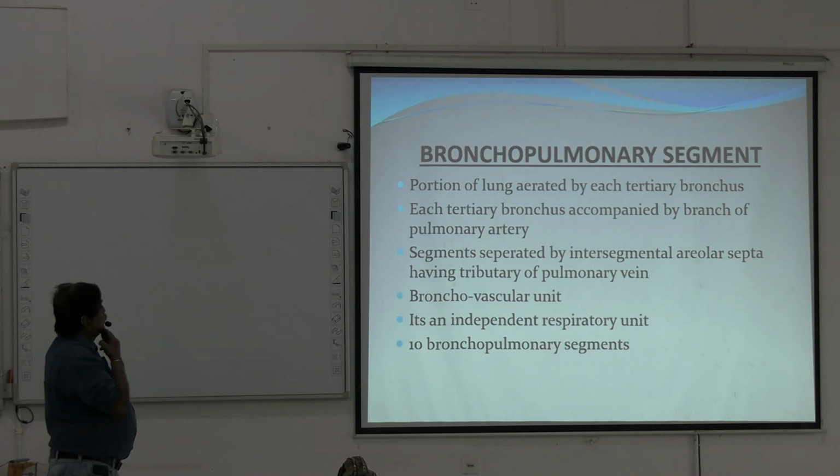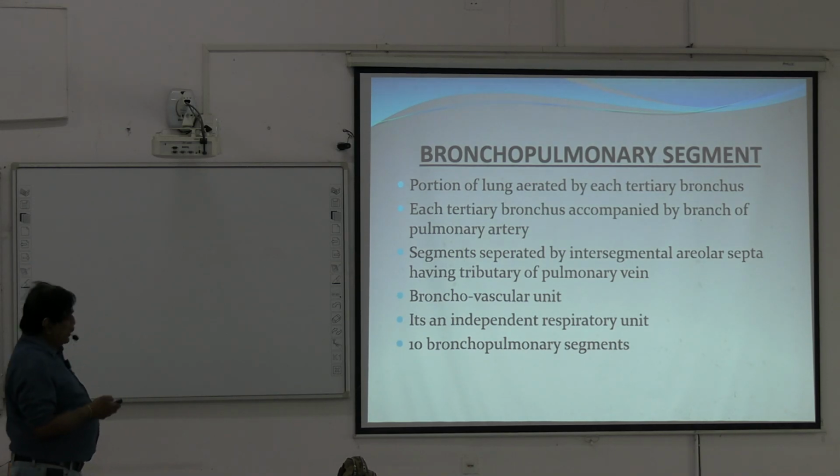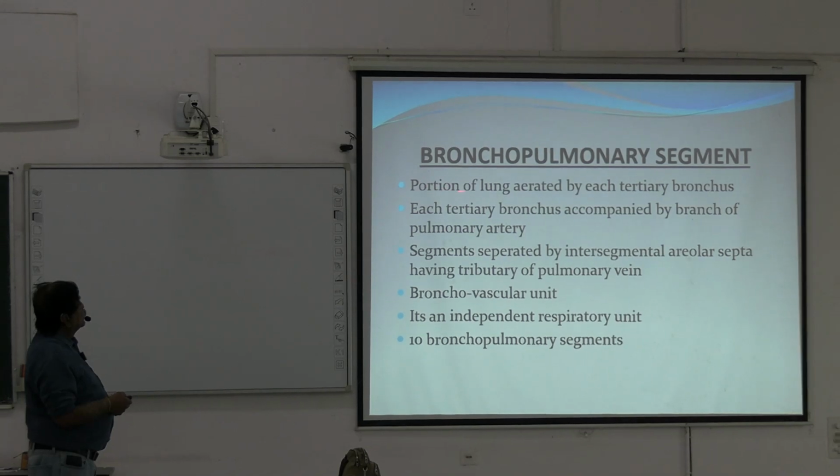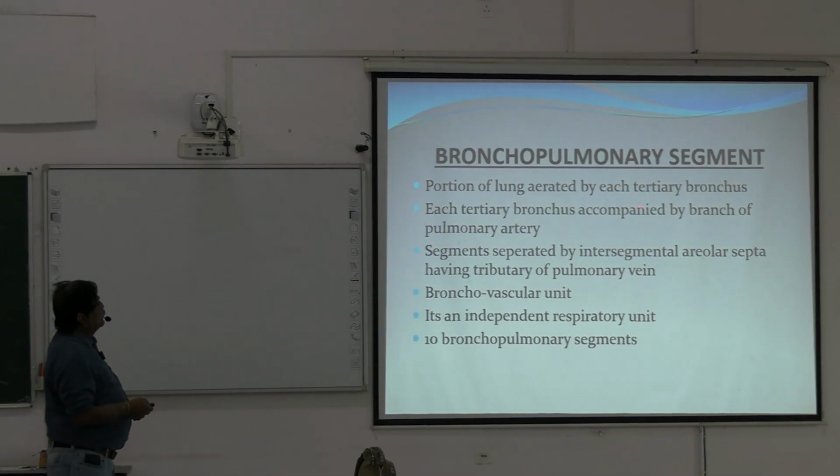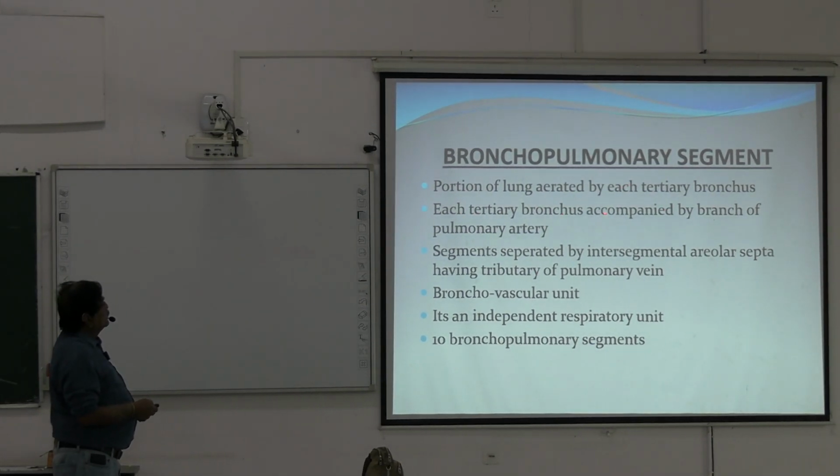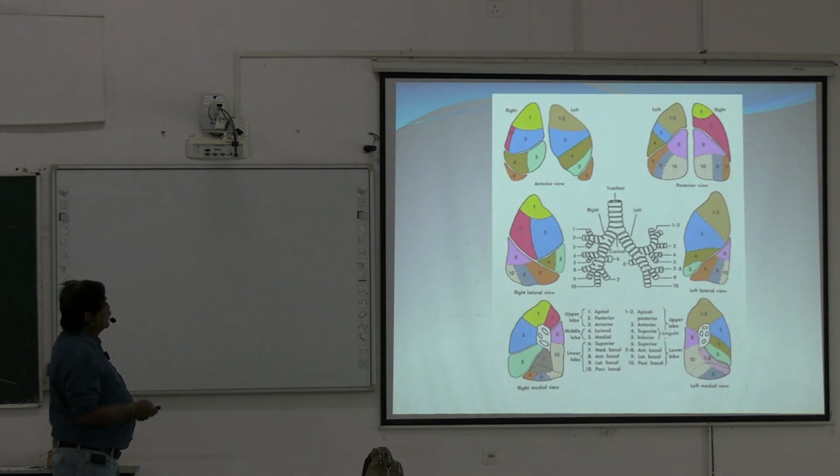Now this is important: bronchopulmonary segment. Portion of the lung aerated by each tertiary bronchus, accompanied by branch of pulmonary artery. Segment separated by intersegment areolar septa having tributary of pulmonary vein, bronchovascular unit. It is an independent respiratory unit. 10 bronchopulmonary segments. These are the bronchopulmonary segments.